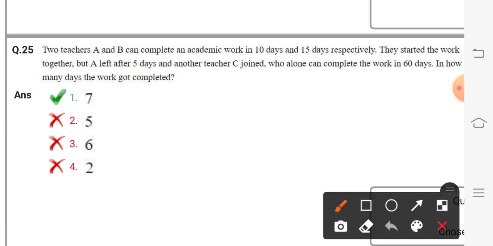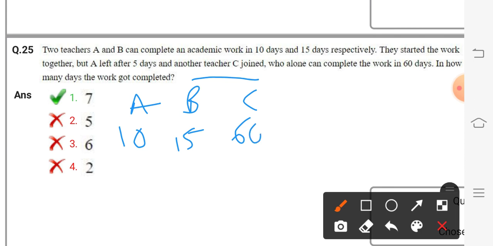Last question. Two teachers A and B can complete an academic work in 10 days and 15 days respectively. They started the work together, but A left after 5 days and another teacher C joined, who alone can complete the work in 60 days. In how many days did the work get completed? Teacher A, teacher B, teacher C. A teacher can complete the work in 10 days. B teacher can complete the work in 15 days. C teacher can complete the work in 60 days.